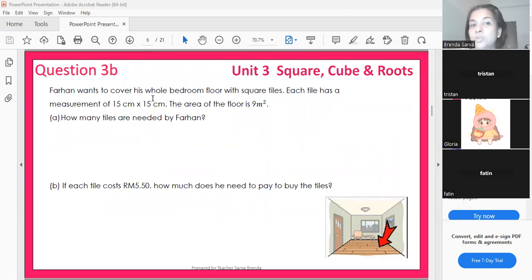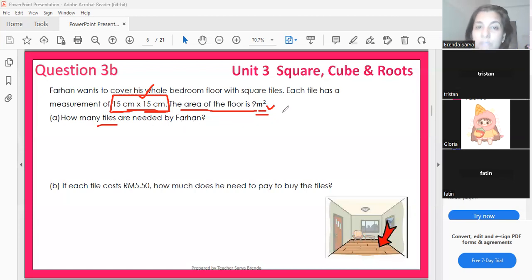Okay. Farhan wants to cover his whole bedroom floor with square tiles. Real life stories. Each tile has a measurement. The tile's measurement is 15 centimeter by 15 centimeter. So can you see that this is a square? 15 by 15 is a square. All right. Then the area of the floor is 9 meters squared. So how many tiles are needed?